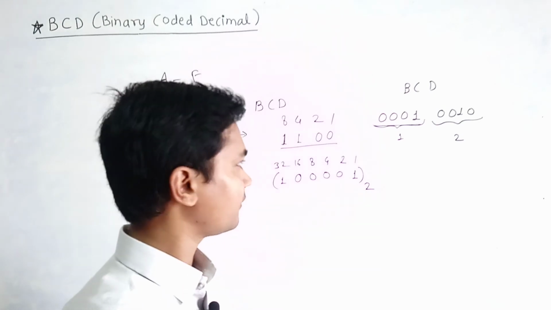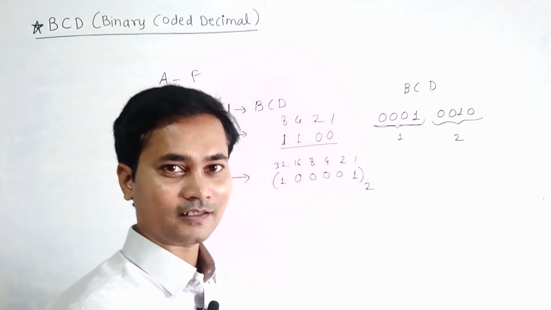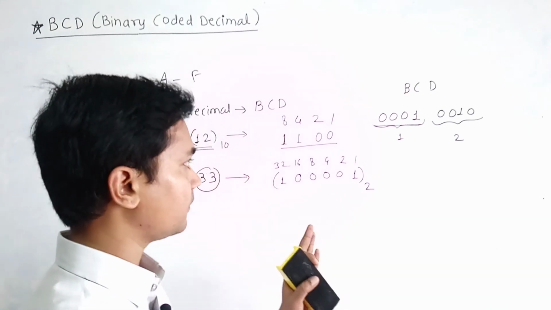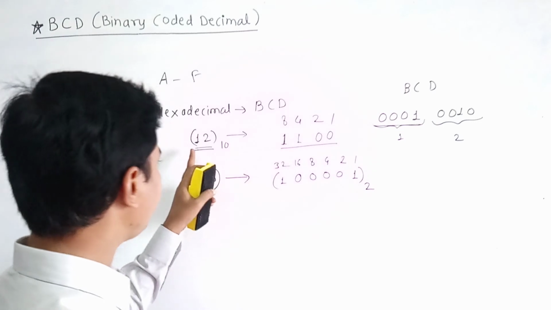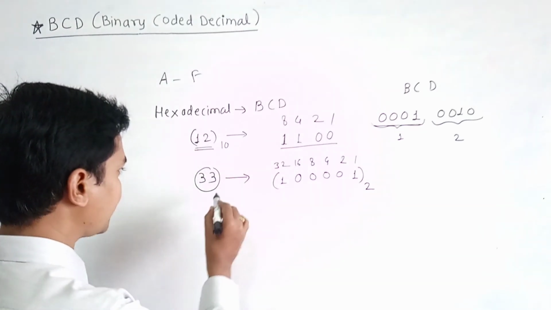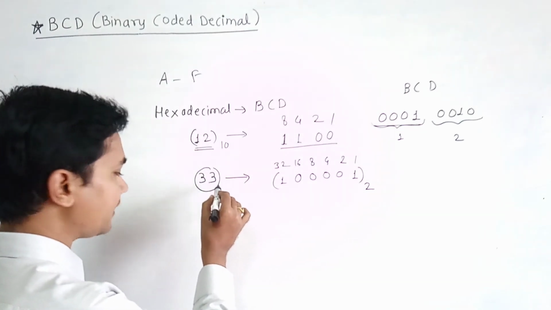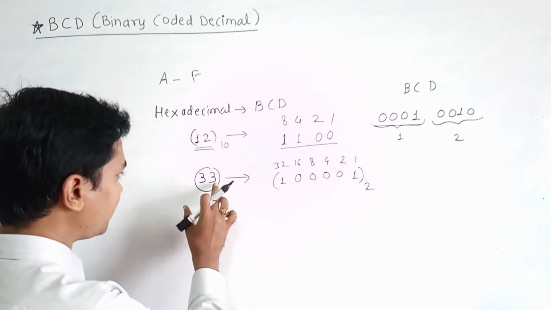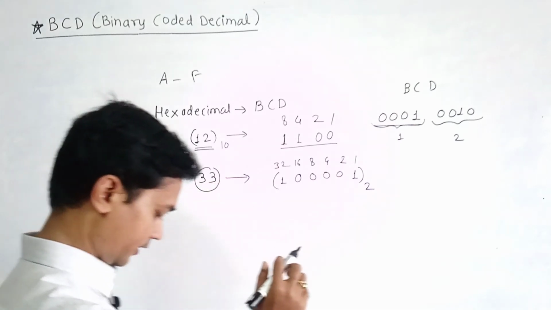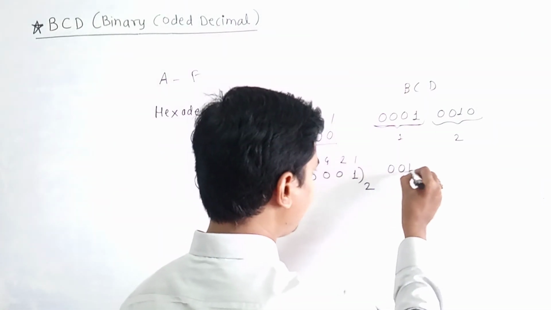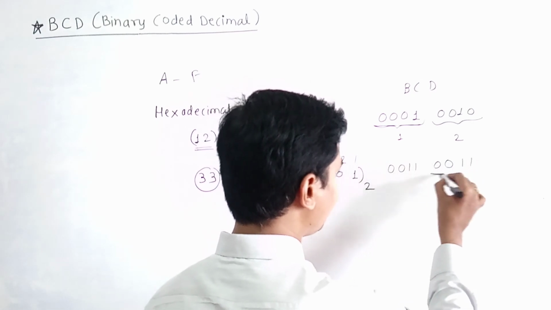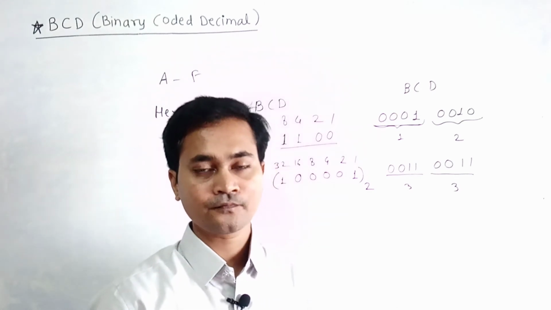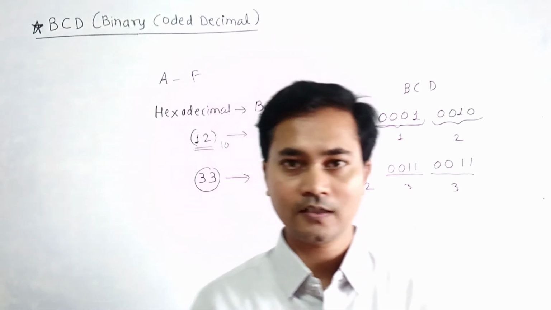It is straightforward. There is no extra calculation like this. We simply write the 4-bit 8421 code of the individual digits. Similarly, if you want to represent decimal 33 in BCD, you just write the individual 8421 code of 3 and 3. So here 0011 0011. This is our 3 and this is also 3. So this is the BCD number system. It's very simple to understand.